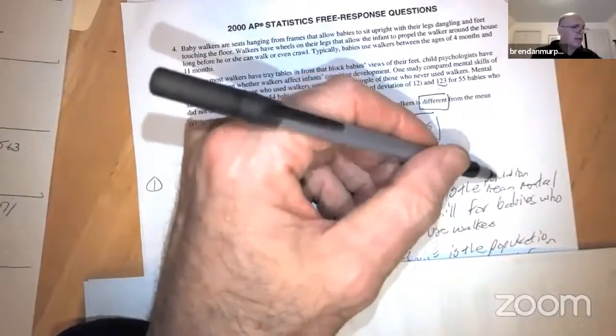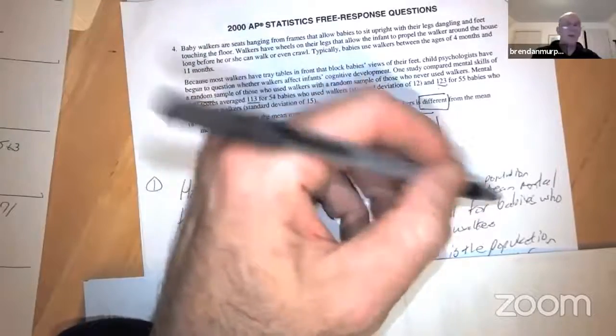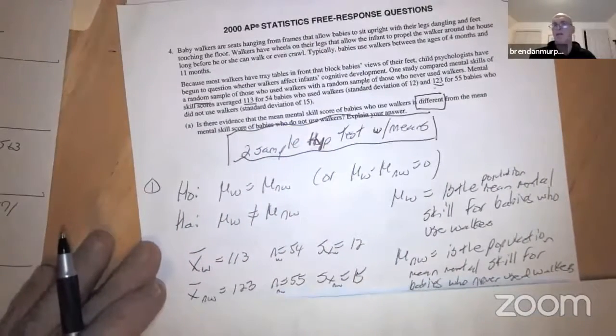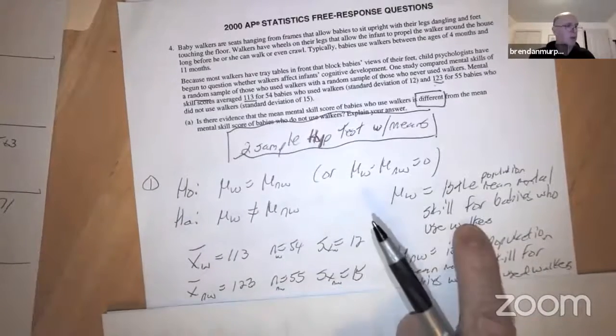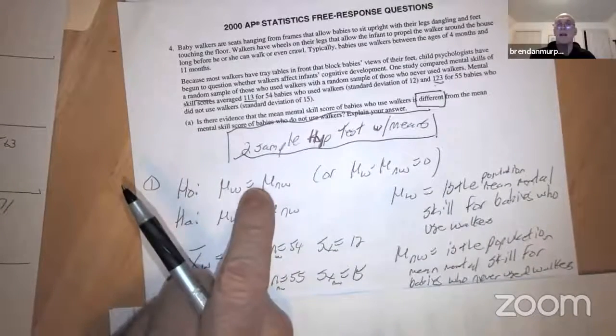Always, always, always identify your parameters. So I said mu of W is the population mean mental skill for babies who use walkers. Mu of NW is the population mean mental skill for babies who never use walkers, or something like that. There's lots of ways to do that. But super important that we have the correct null and alternative, and we've identified my parameter.